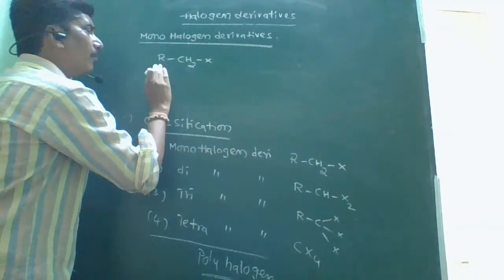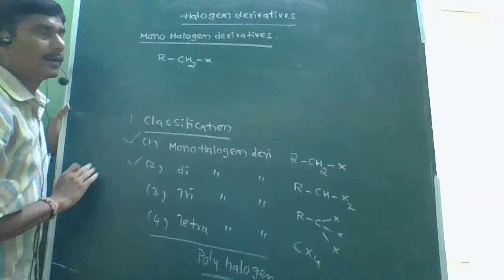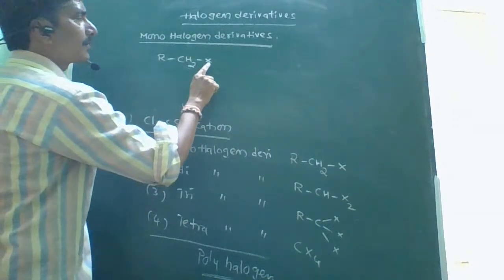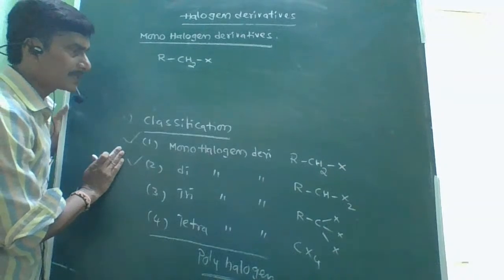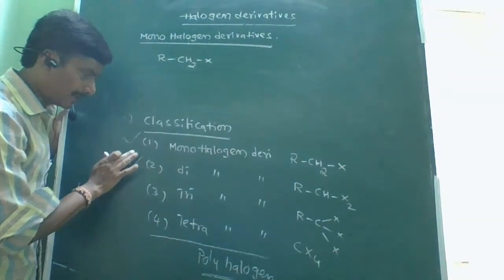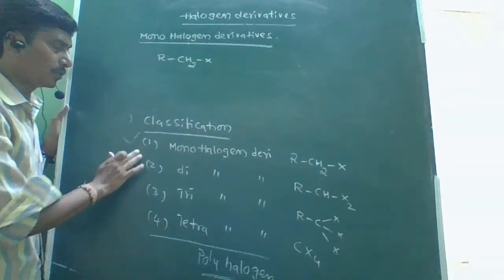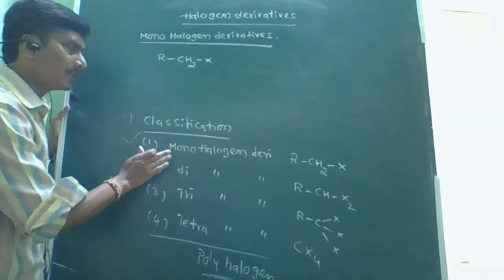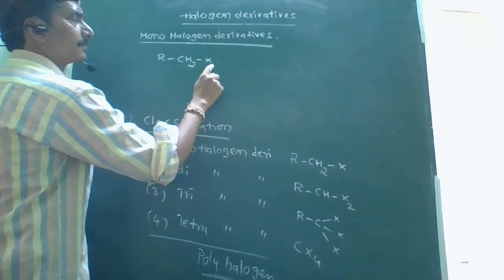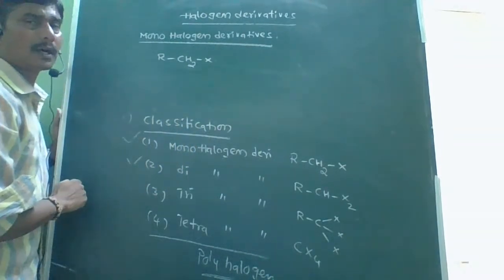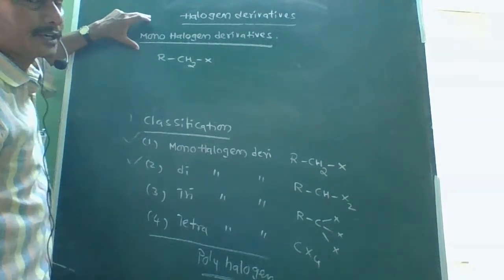These monohalogen derivatives are further divided based on the attachment of halogen to the type of carbon atoms. One classification is based on the number of halogen atoms, that is mono, di. Among the monohalogen derivatives, on the basis of the type of carbon the halogen atom is attached to, they further divide into three types.